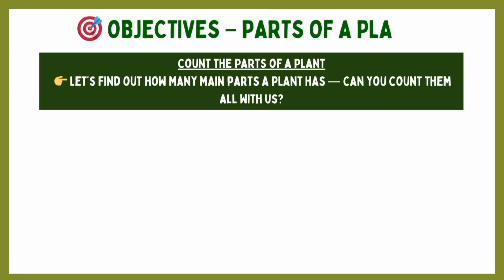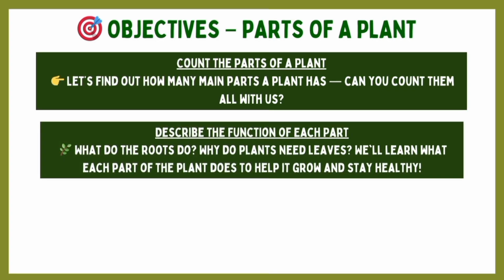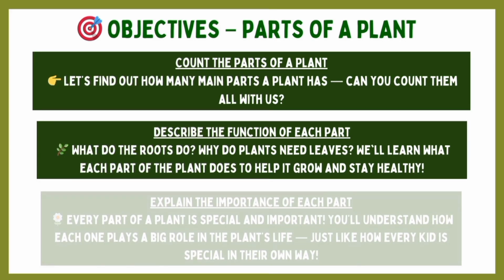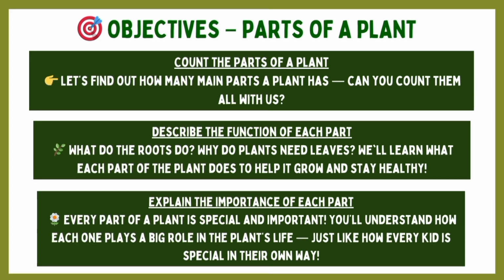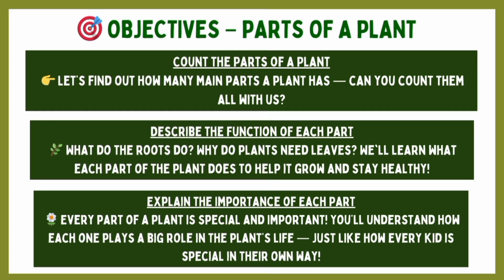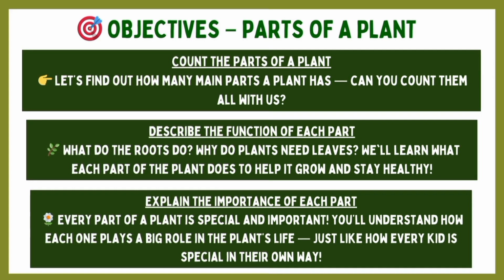Lesson objectives: parts of a plant. 1. By the end of this video, you will be able to count the parts of a plant. Let's find out how many main parts a plant has. Can you count them all with us? 2. Describe the function of each part. What do the roots do? Why do plants need leaves? We'll learn what each part of the plant does to help it grow and stay healthy.